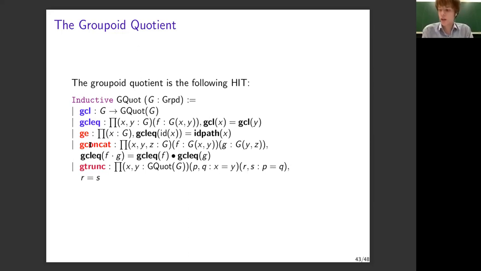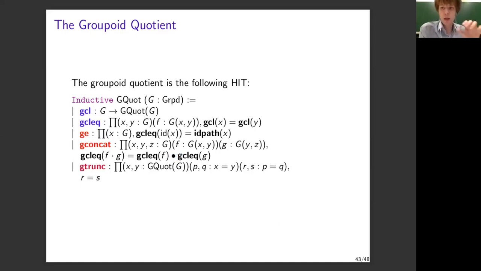What these 2 constructors say is that the pod space of the groupoid quotient corresponds to the groupoid itself. That is because the identity pod is the same as GCL on the identity, and GCL also preserves composition and sends it to pod concatenation.